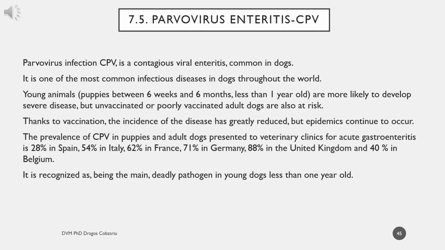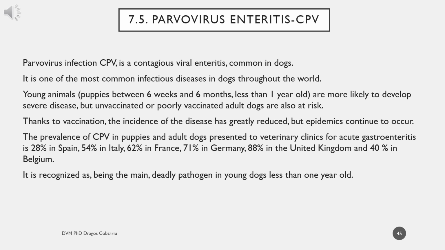Parvovirus infection (CPV) is a contagious viral enteritis, common in dogs. It is one of the most common infectious diseases in dogs throughout the world. Young animals, puppies between 6 weeks and 6 months, less than 1 year old, are more likely to develop severe disease, but unvaccinated or poorly vaccinated adult dogs are also at risk. Thanks to vaccination, the incidence of the disease has greatly reduced, but epidemics continue to occur.